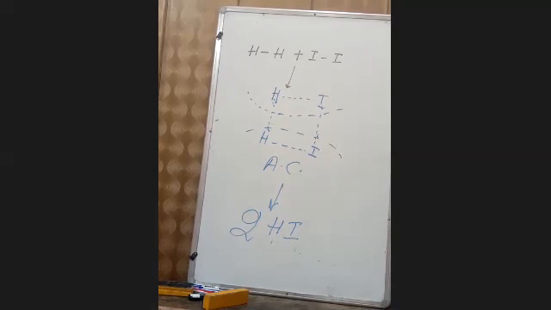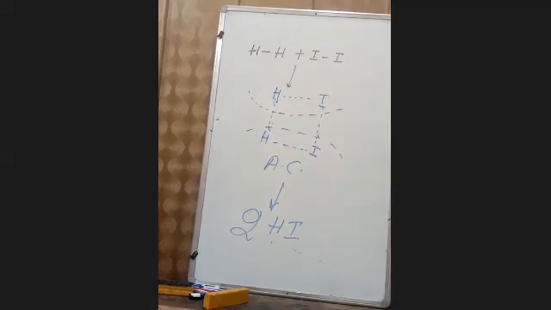Okay. So we have discussed the graph of exothermic and endothermic reactions. For exothermic, delta H is negative, and for endothermic, delta H is positive. That's all about today's lecture.